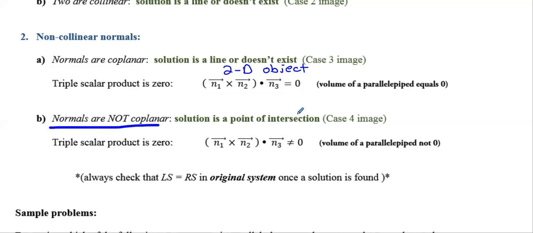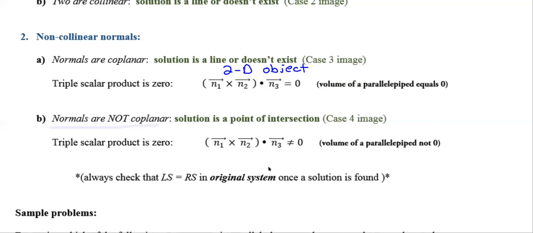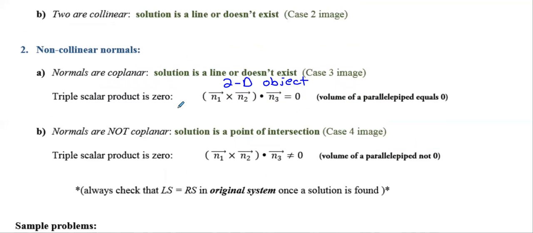Now, where you can save some time with a lot of the work that you will see, because we're going to take a look at some sample problems, is if you are told what type of intersection you already have. If you are told what type of intersection you have, then you can avoid certain calculations. You don't have to prove whether the normals are coplanar. You can just jump into solving.